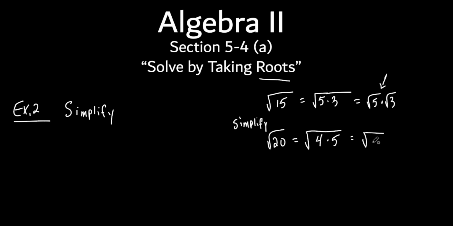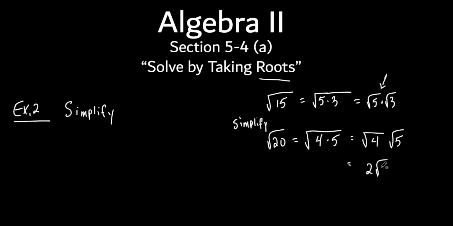So how could I rewrite this? The square root of what? The square root of 4 times the square root of 5. Now, can I simplify the square root of 4? Yeah, square root of 4 is 2. And can I do anything with the square root of 5? Can I break it down any further than that? No, it's a prime number.